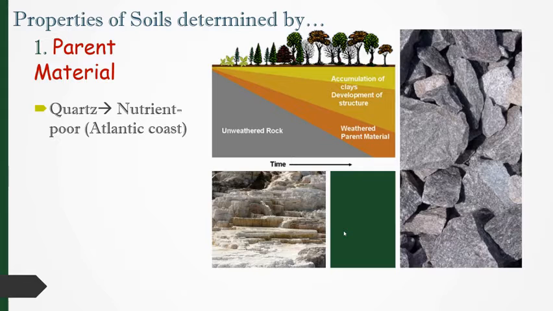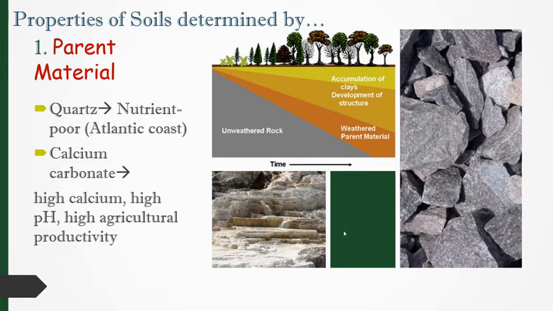So material that has a lot of quartz, think the Atlantic coast like we live in, tends to be nutrient poor. So there are farms out here on the East Coast, but they're not nearly as productive as farms in other places in the US. If you have a lot of calcium carbonate, like limestone, that can result in high calcium, high pH, and overall high agricultural productivity.